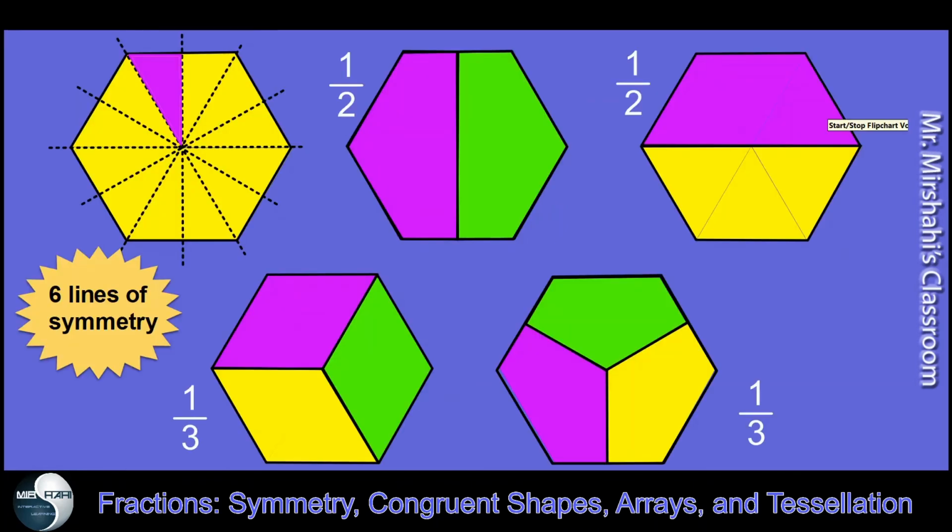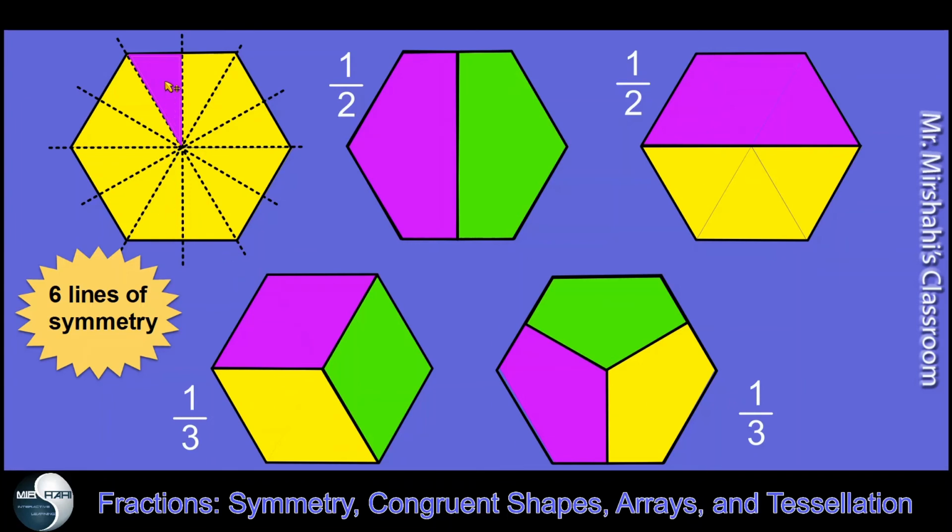Now let's look at hexagons. I love hexagons. A regular hexagon has 6 lines of symmetry. Regular means all sides are equal. All angles here are equal as well. That's what a regular polygon is. Sides equal, angles are equal.